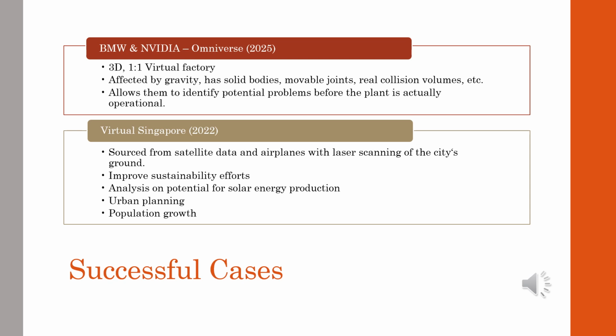And Omniverse can be simply understood as a model of a virtual world, a 3D one-to-one virtual factory. Designers can add various machines, production lines, and factory buildings to this model. All robots in real life have corresponding 3D models in this virtual world. They are affected by gravity, have solid bodies, movable joints, and real collision volumes.